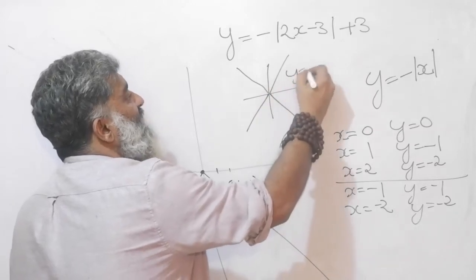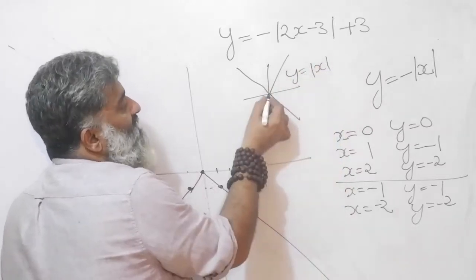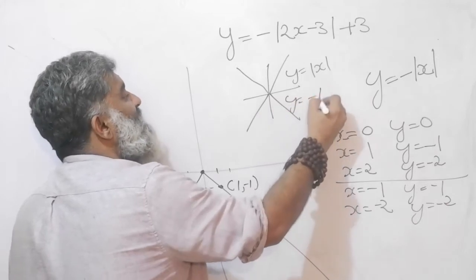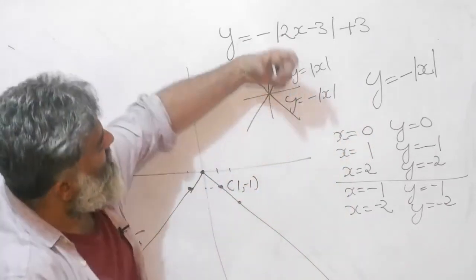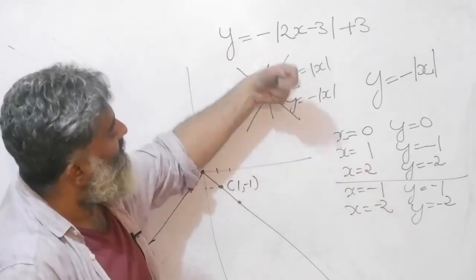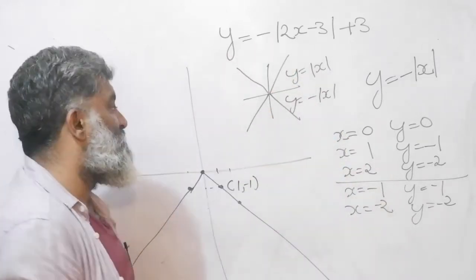So this function is y is equal to mod of x, and this function is y is equal to minus mod of x. So a quick way of thinking would be, take the function and just invert it, make a copy of it downwards, and you have the new function.